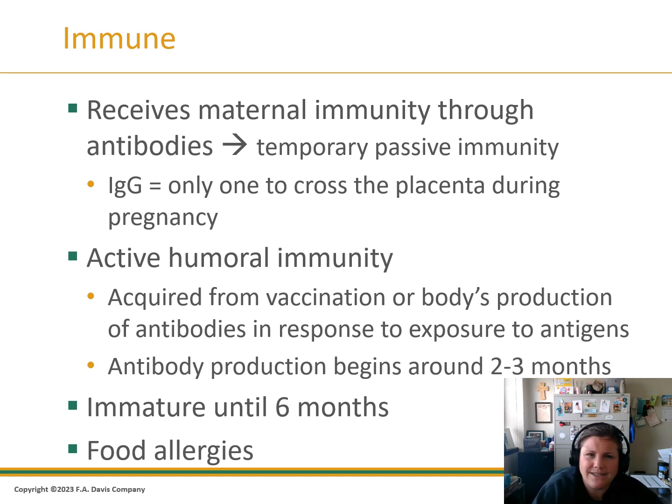The term active humoral immunity, that is when the body actually acquires the immunity from having had the vaccination or having been exposed to the virus or disease in question. So active humoral immunity is acquired from vaccination or the body's natural production of antibodies because of antigen exposure.